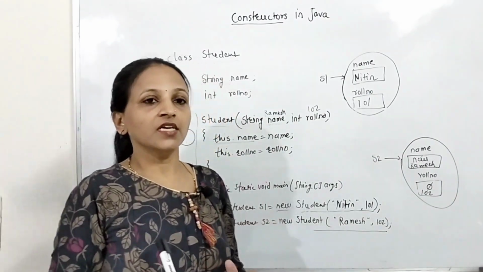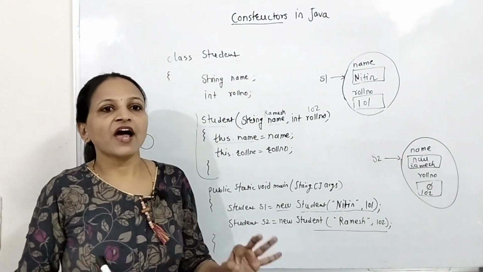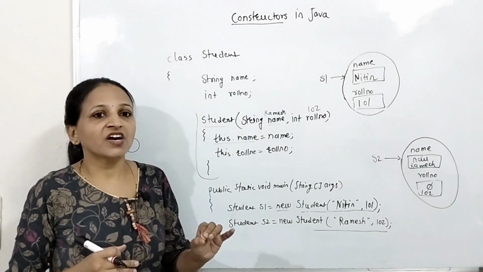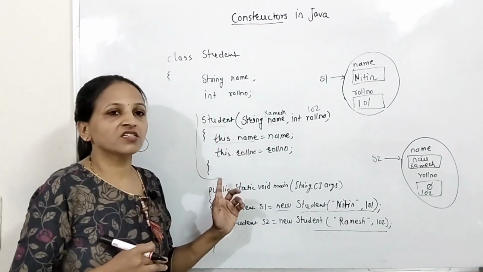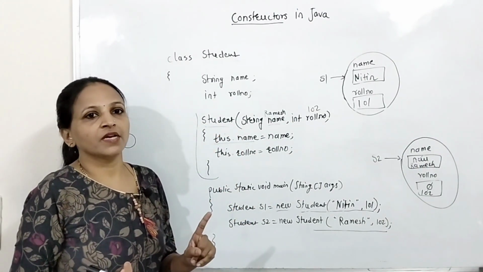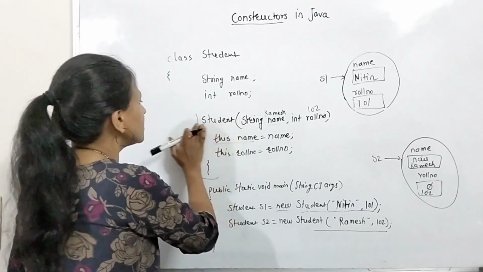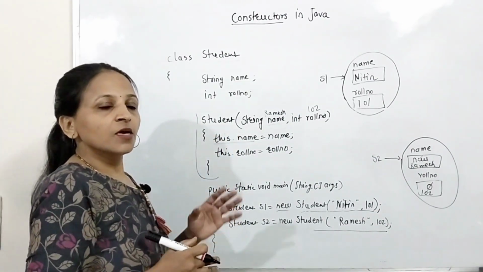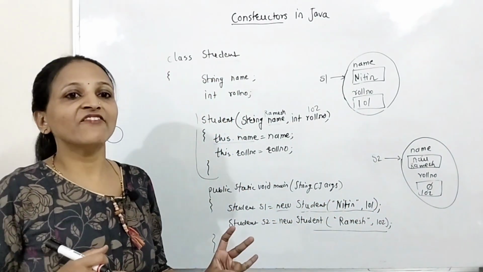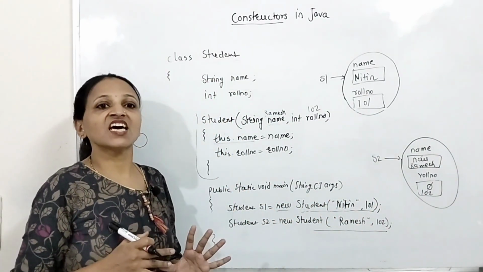Getting? Only public, private, default and protected, these access modifiers are applicable for constructors. No other access modifier is applicable. Keep in mind, for constructors only public, default, protected and private access modifiers are applicable.